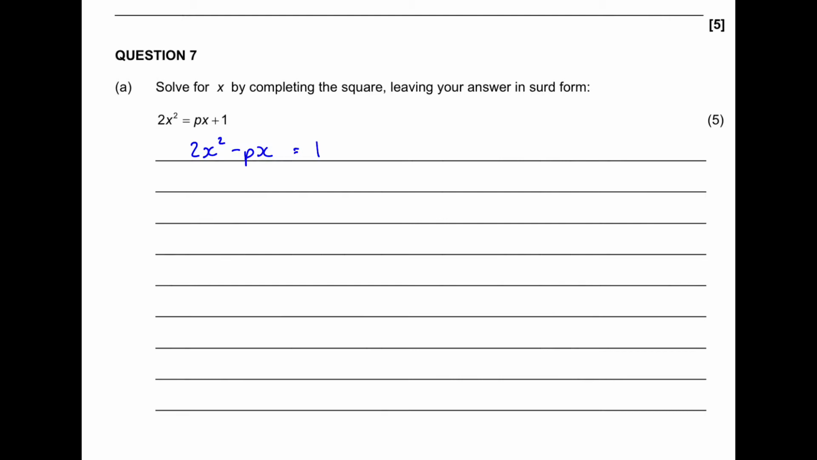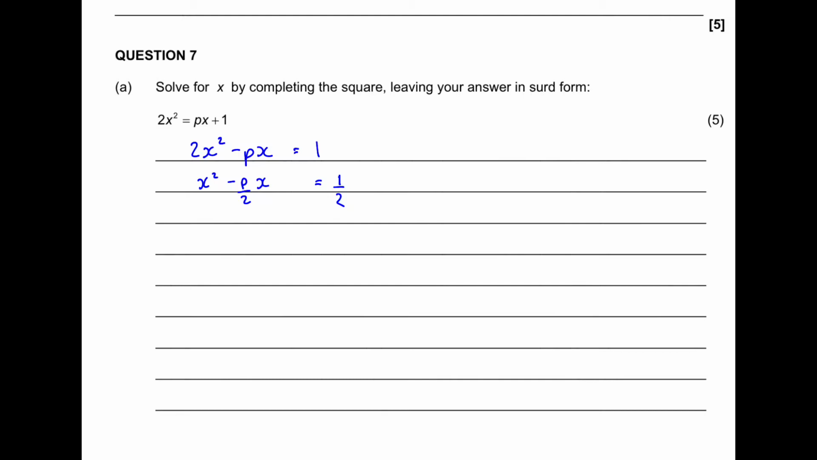Right, so in this case, I'm going to have x squared minus p over 2x. And now I'm going to leave a space for the extra term I've got to add in. And on the right-hand side, I've got 1 over 2. Okay, so I've divided everything by 2, and I've left a space here because we're going to add in our extra term. All right, so how do we work out that extra term?